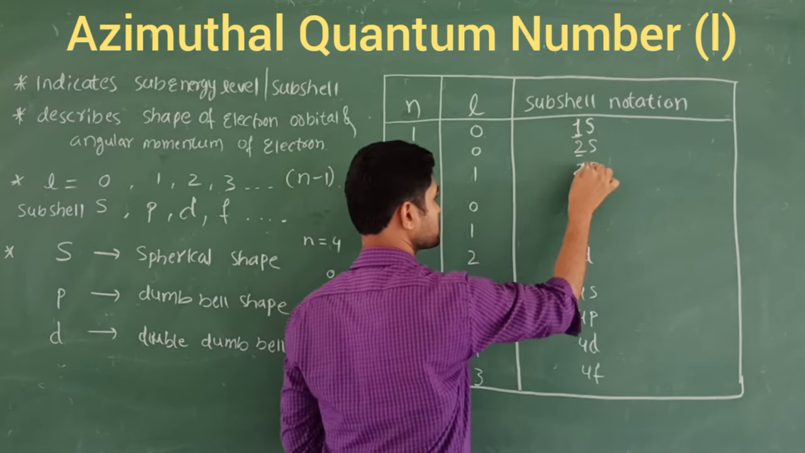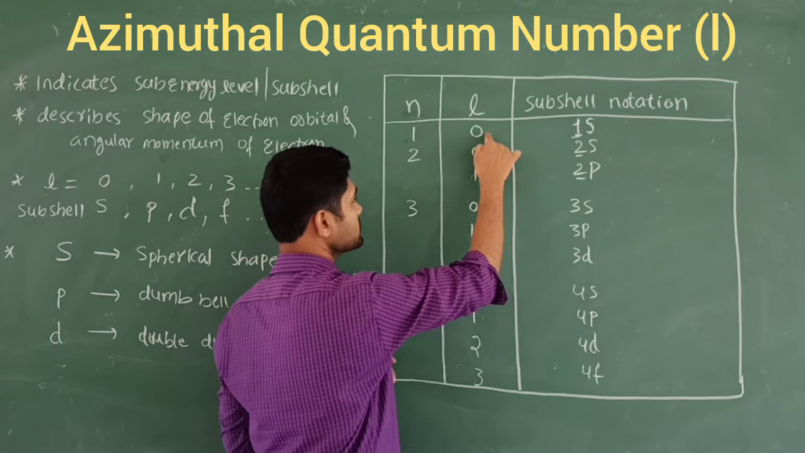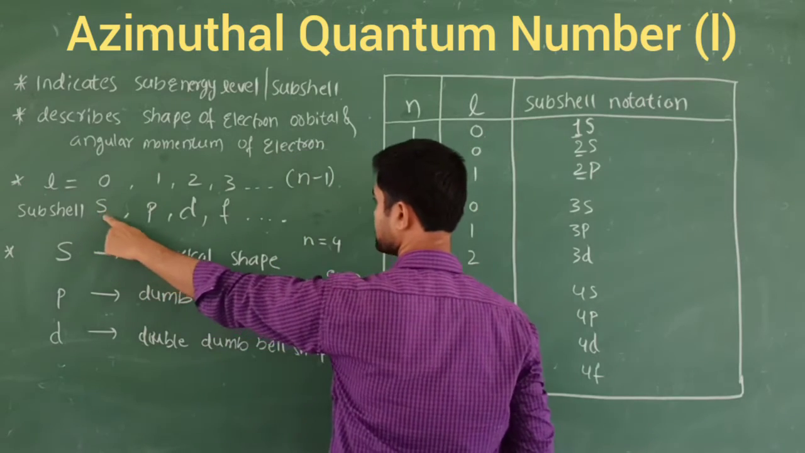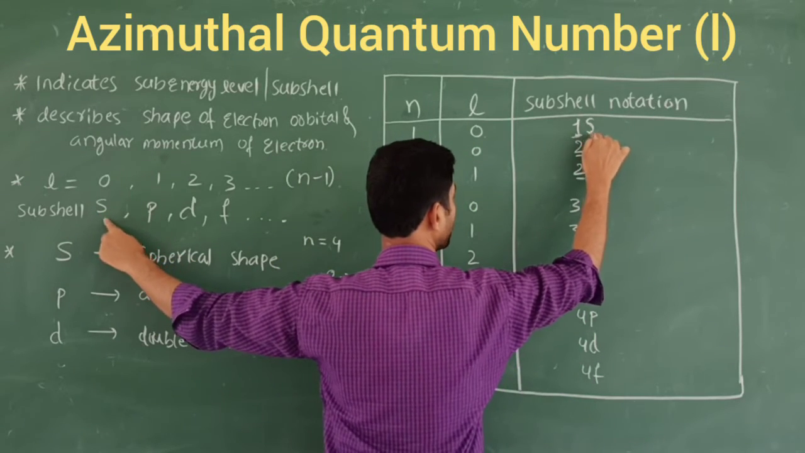This is the principal quantum number. So what will be L? For the L shell, L is 0, and 0 is designated as the s subshell. Like this, it is called 1s.